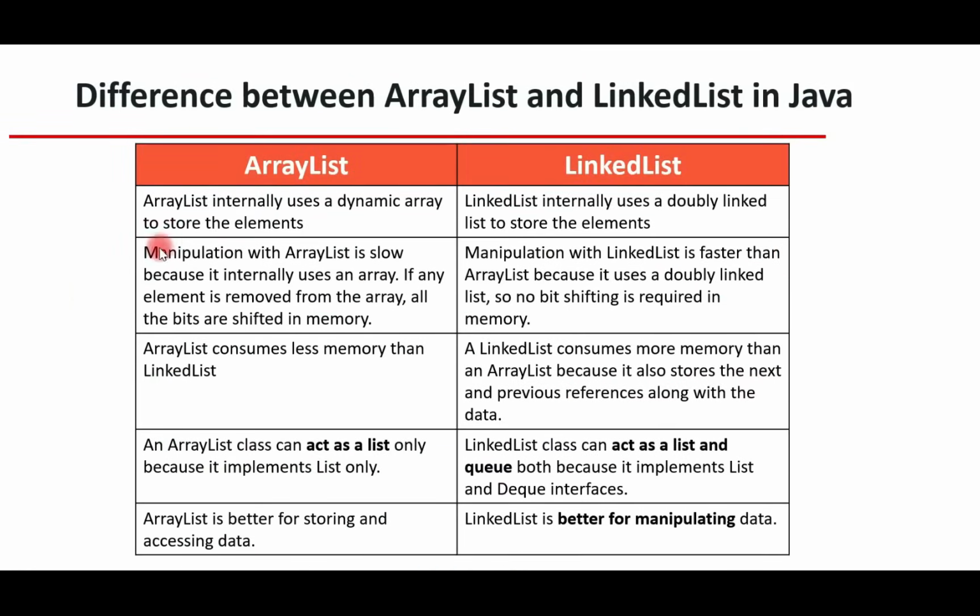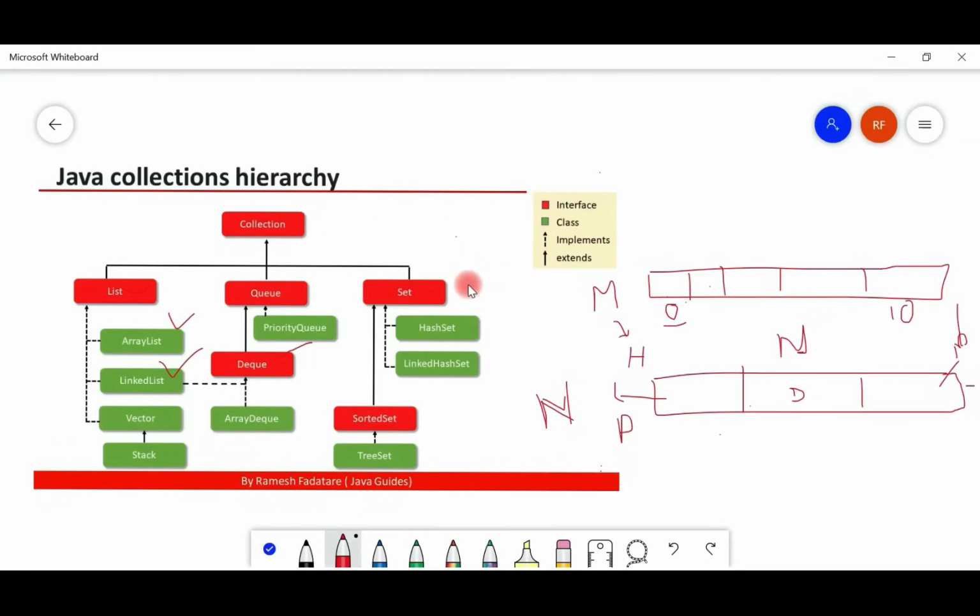The next difference is that manipulation with ArrayList is slow because it internally uses an array. If any element is removed from the array, all the bits are shifted in memory, whereas manipulation with LinkedList is faster than ArrayList because it uses a doubly linked list, so no bit shifting is required in memory. Let me explain this point with a diagram.